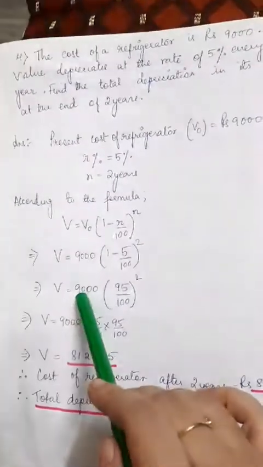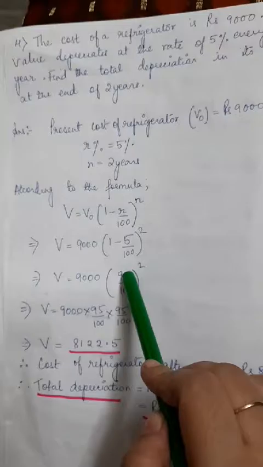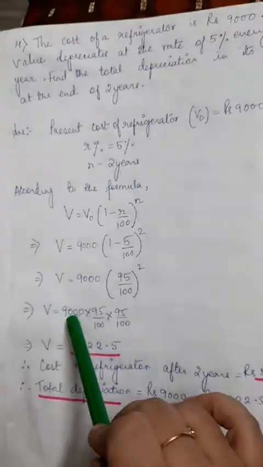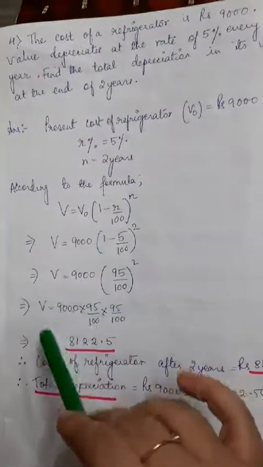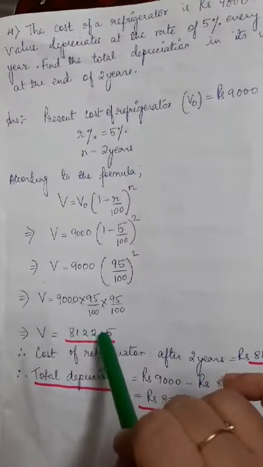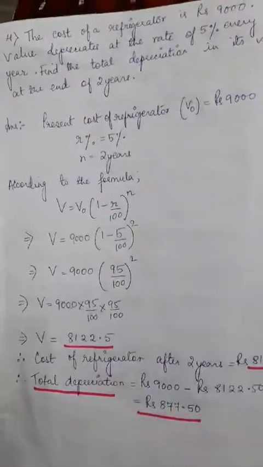So V is equal to 9,000 (1 minus 5 by 100) whole square. 1 minus 5 by 100 means 100 minus 5, that's 95 by 100 whole square. So V is equal to 9,000 into 95 by 100 into 95 by 100. After cancellation, I get V is equal to 8122.5. So that means the cost of the refrigerator after 2 years.